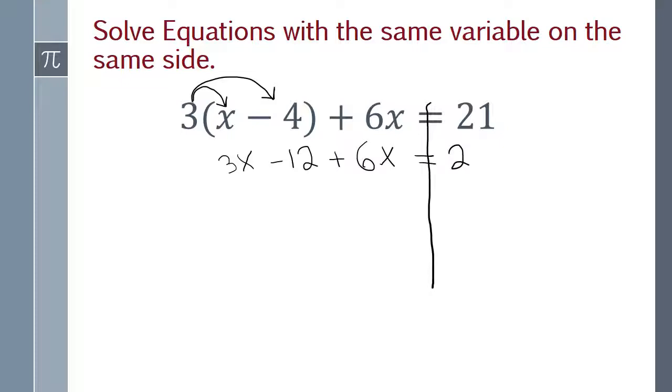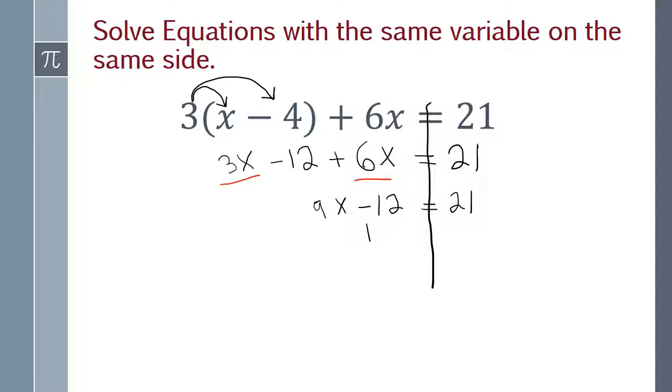Now, if we look here, we'll see that we have like terms on the same side of the equation. And when we have like terms, we need to combine them to make the side much simpler, to simplify the side. So 3x plus 6x is 9x minus 12 equals 21.